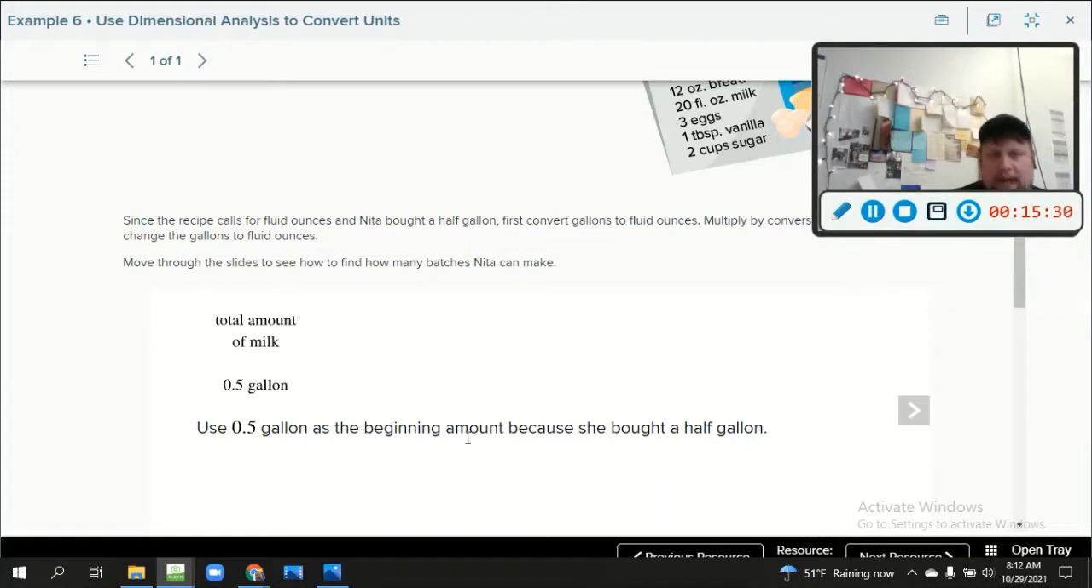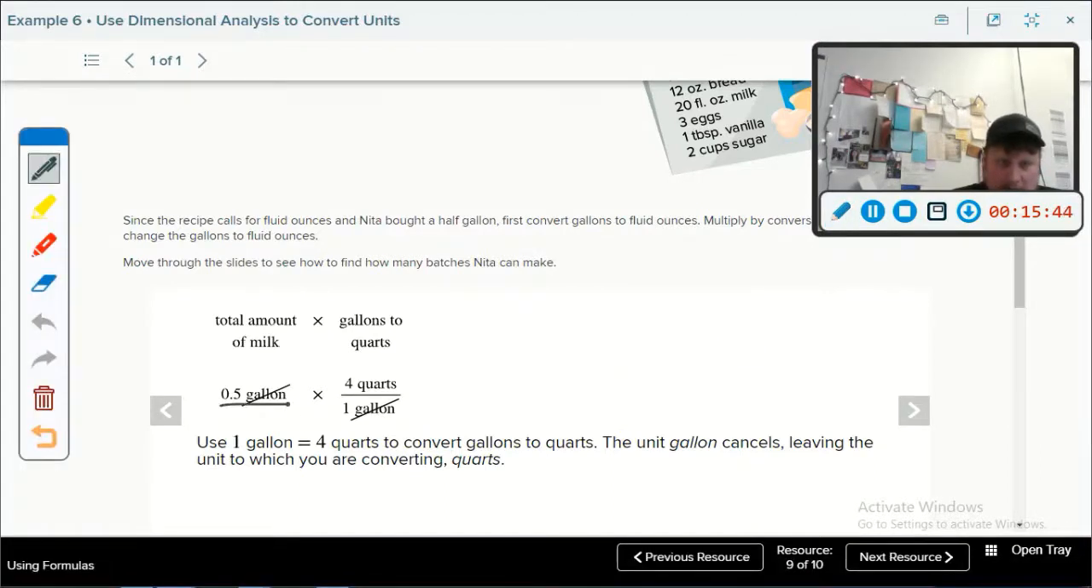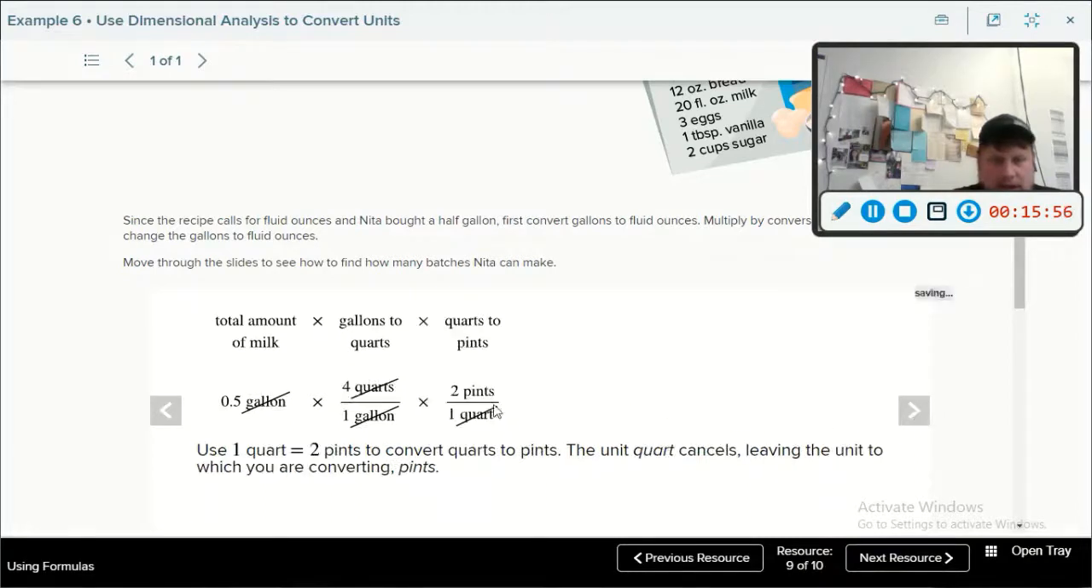So since it's a half gallon, we're going to use a 0.5 gallon. And now I can change gallons. There's 4 quarts in a gallon. So since I want to get rid of gallons, I'm going to put gallons on the denominator. And just so you know, I like to always write our first one over 1 just to help with spacing. That's how I do it. But anyway, you don't have to. So gallons are going to cross out, and I'm left with 0.5 times 4 quarts.